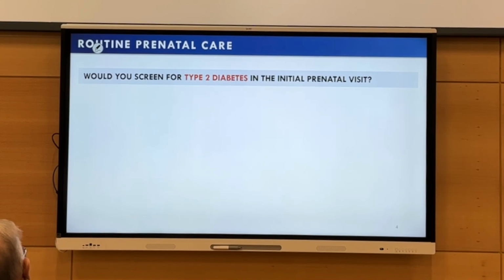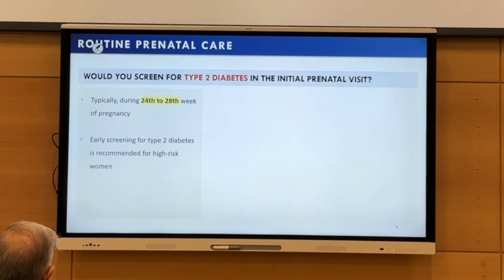We want to make sure if she has gestational diabetes or not. Excellent. But when do we usually screen for type 2 diabetes? Timeline. You screen in 24 to 28. Excellent. So we screen typically at 24 to 28 weeks. Early screening, which is in the first prenatal visit in the first trimester, only for high-risk women.